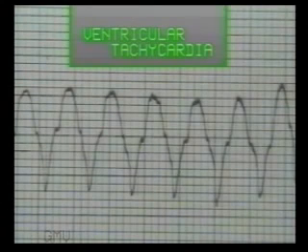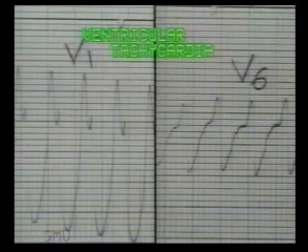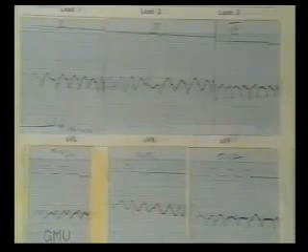However, when this picture is seen, we must also rule out a supraventricular tachycardia with aberrant ventricular conduction of bundle branch block type. For this, study leads V1 and V6. Is there a typical RSR' or RR' pattern in these leads? No. So this should be a ventricular tachycardia.